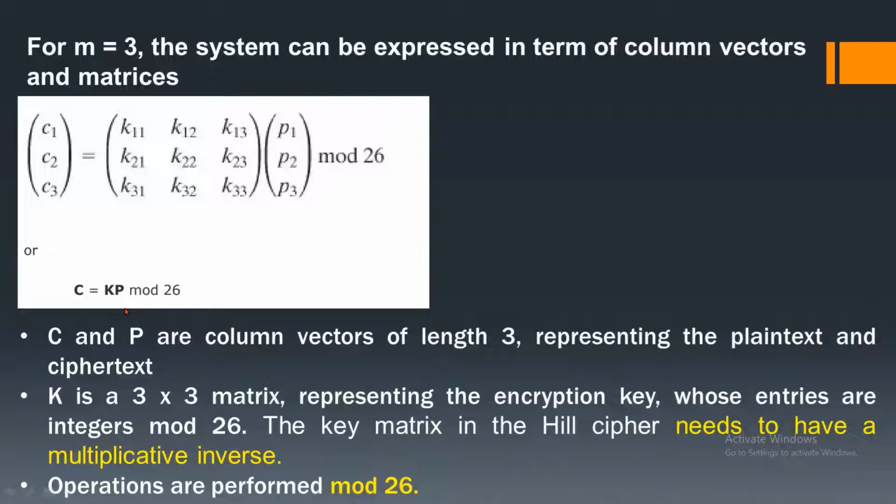Another important thing to note is that we are talking about symmetric cryptography here, and so both the sender and the receiver are going to use the same key for encryption and decryption. The key matrix in the Hill cipher needs to have a multiplicative inverse, because while we use the key directly in the encryption process, we'll be using the multiplicative inverse of the key in the decryption process. And all operations are performed mod 26 in the case of Hill cipher.